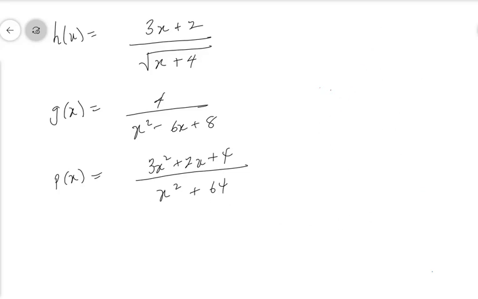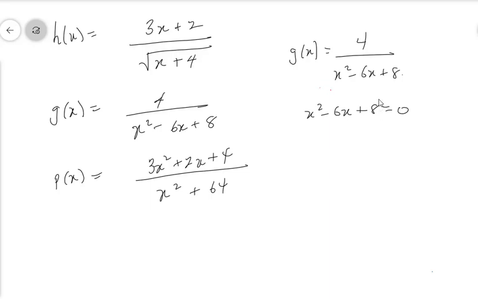The second one says that g of x is equal to 4 over x squared minus 6x plus 8. So for this to be undefined, the denominator must be 0. I'm going to use the exception over here. We can use any method that we like to solve this quadratic equation. You can use the quadratic formula. We can also use the method of factorization. I think the method of factorization would be easier at this point.